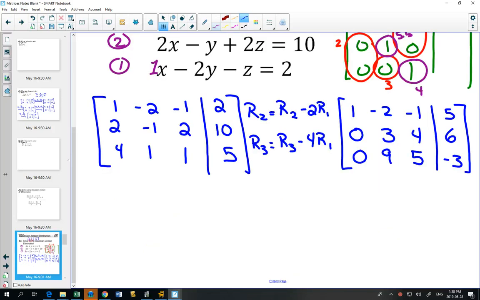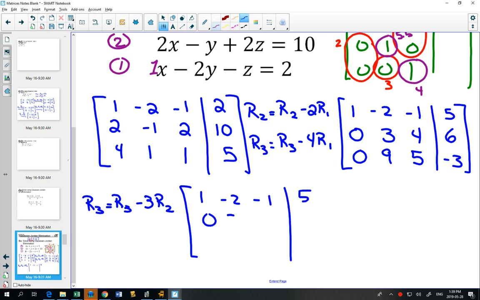Next, I want to get this to be a 0. I can make row 3 equal to row 3 minus 3 row 2s. Row 1 doesn't change. Row 2 doesn't change. And now row 3, this will still be a 0 because 0 minus 0 will still be a 0. 9 minus 9 will be 0. 5 minus 12 will be negative 7. And negative 3 minus 18, negative 21.